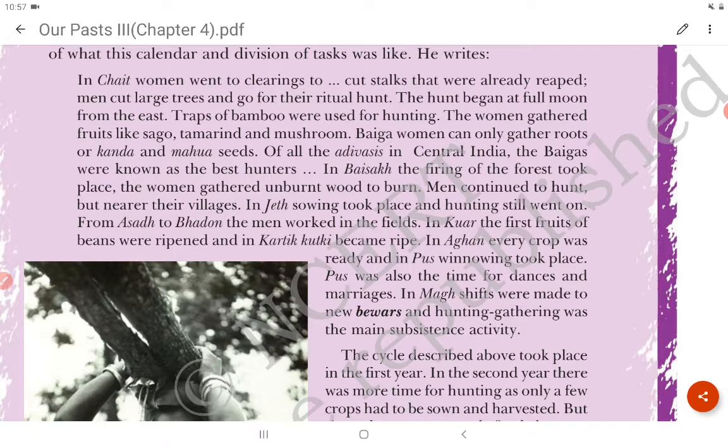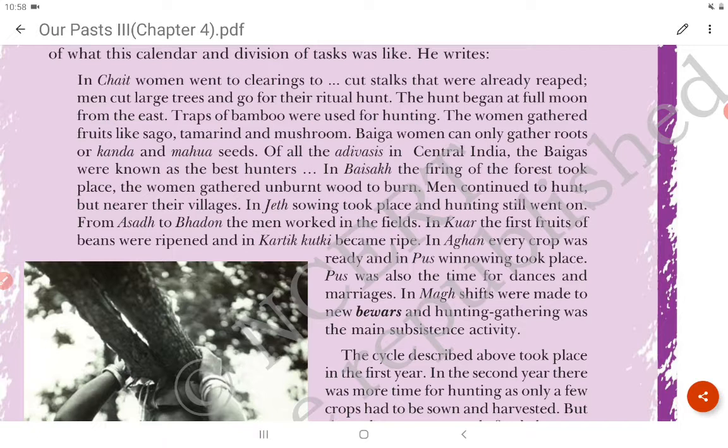The hunt began at full moon from the east. Traps of bamboo were used for hunting. The women gathered fruits like sago, tamarind, and mushroom. Baiga women could also gather roots or kanda and mahua seeds. Of all the Adivasis in central India, the Baigas were known as the best hunters.